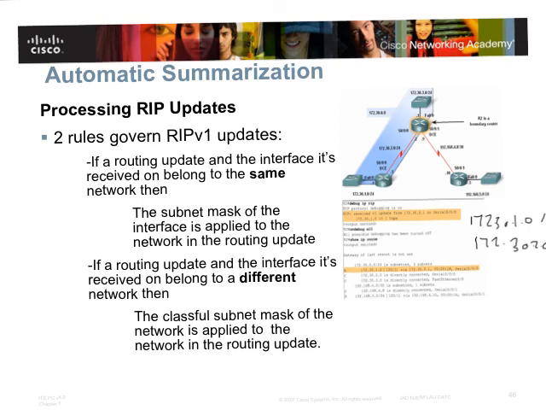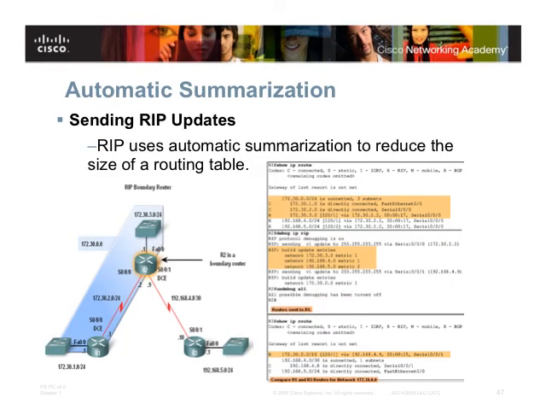Using one simple rule, you can perform automatic summarization, and you can benefit from the concept of summarizing multiple entries in one route entry in the routing table. Therefore, you can save the size of the routing table. Of course, this explains this scenario using the commands.